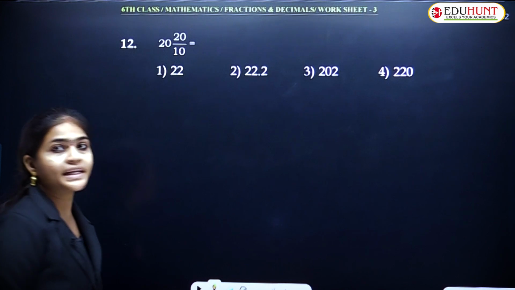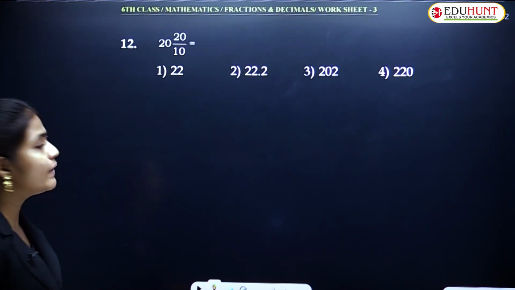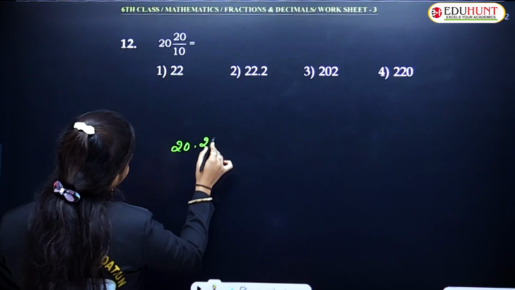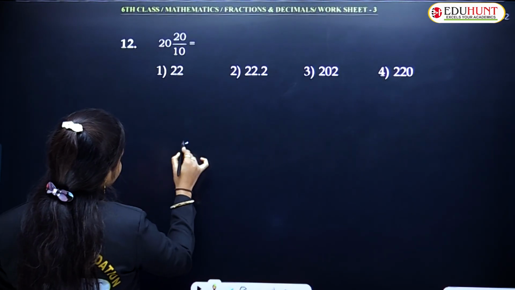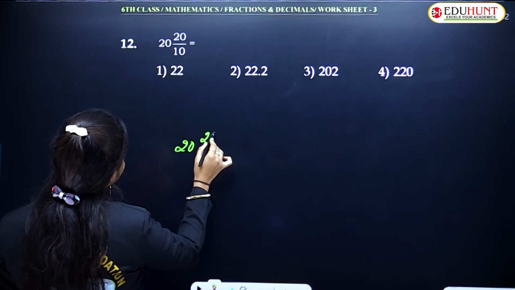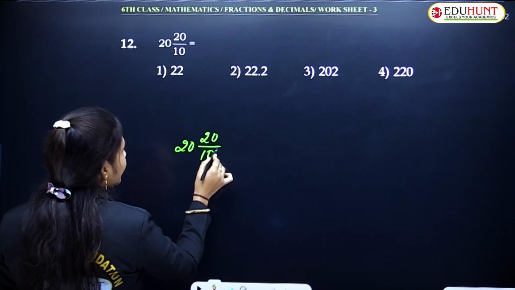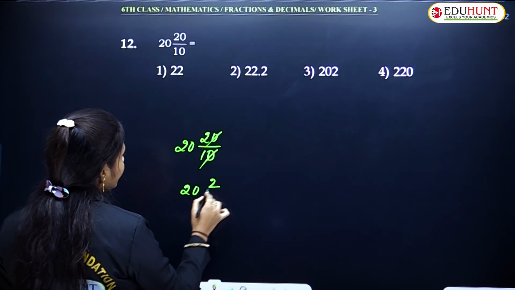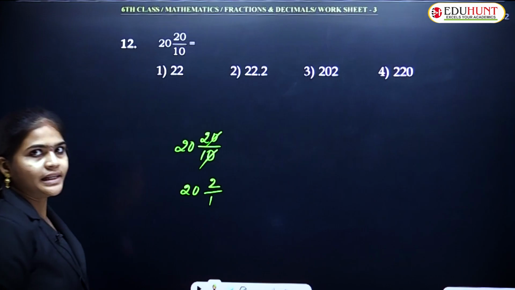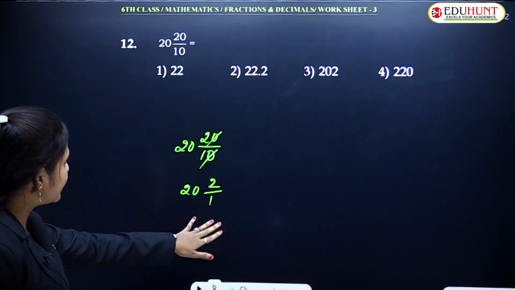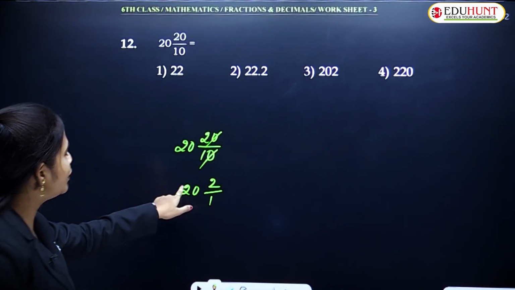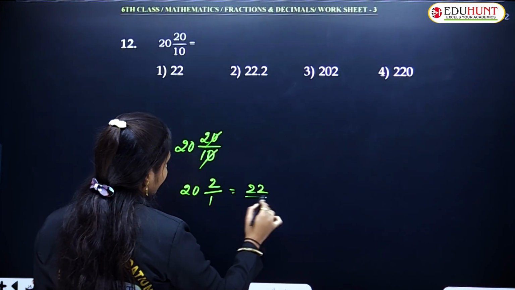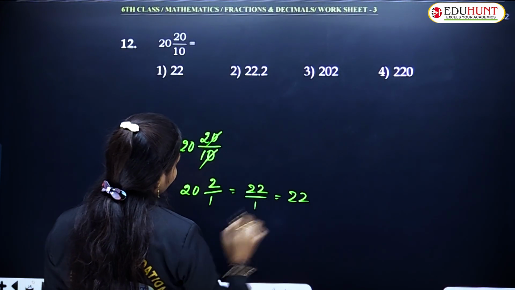20 and 20 by 10. So children, here we can write this as 20 and 20 by 10. Here we know that 0 and 0 get cancelled. So we can write this as 20 and 2 by 1. As per this, we can write 1 into 20 is equal to 20, 20 plus 2 is equal to 22 by 1, which equals 22.